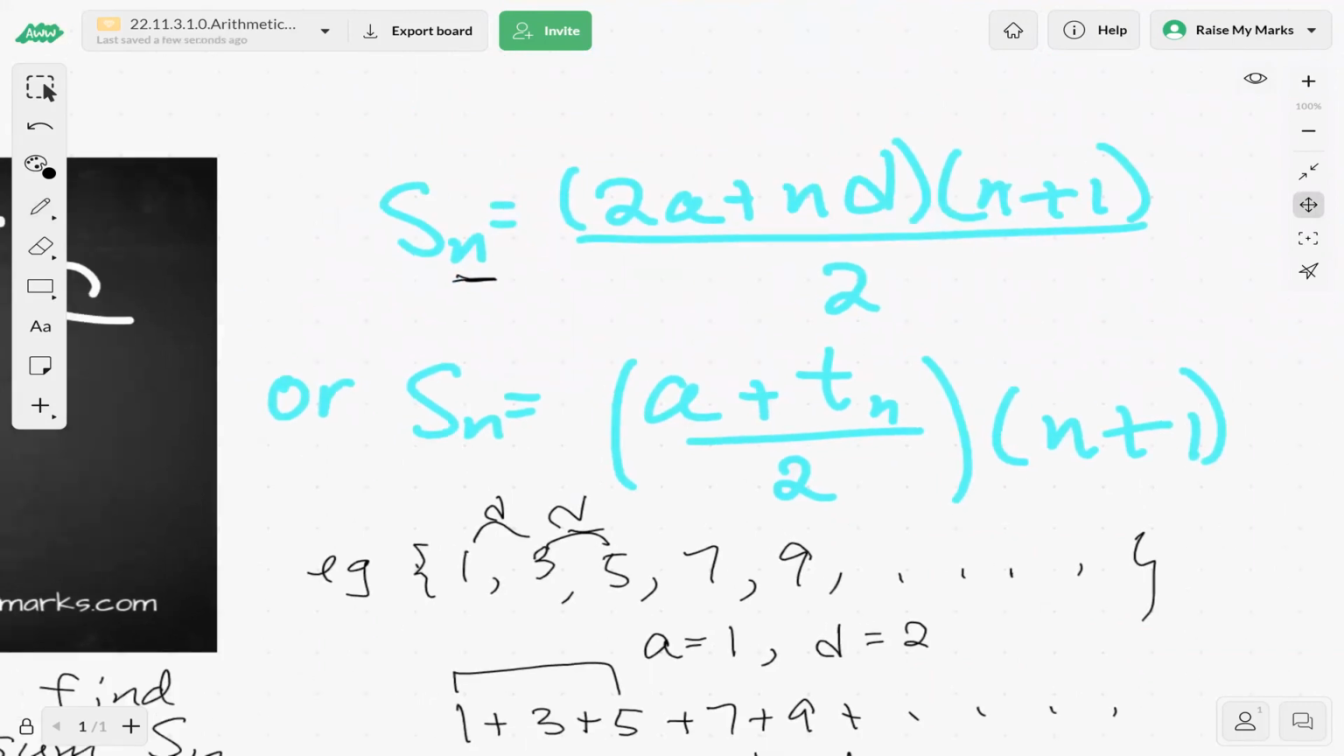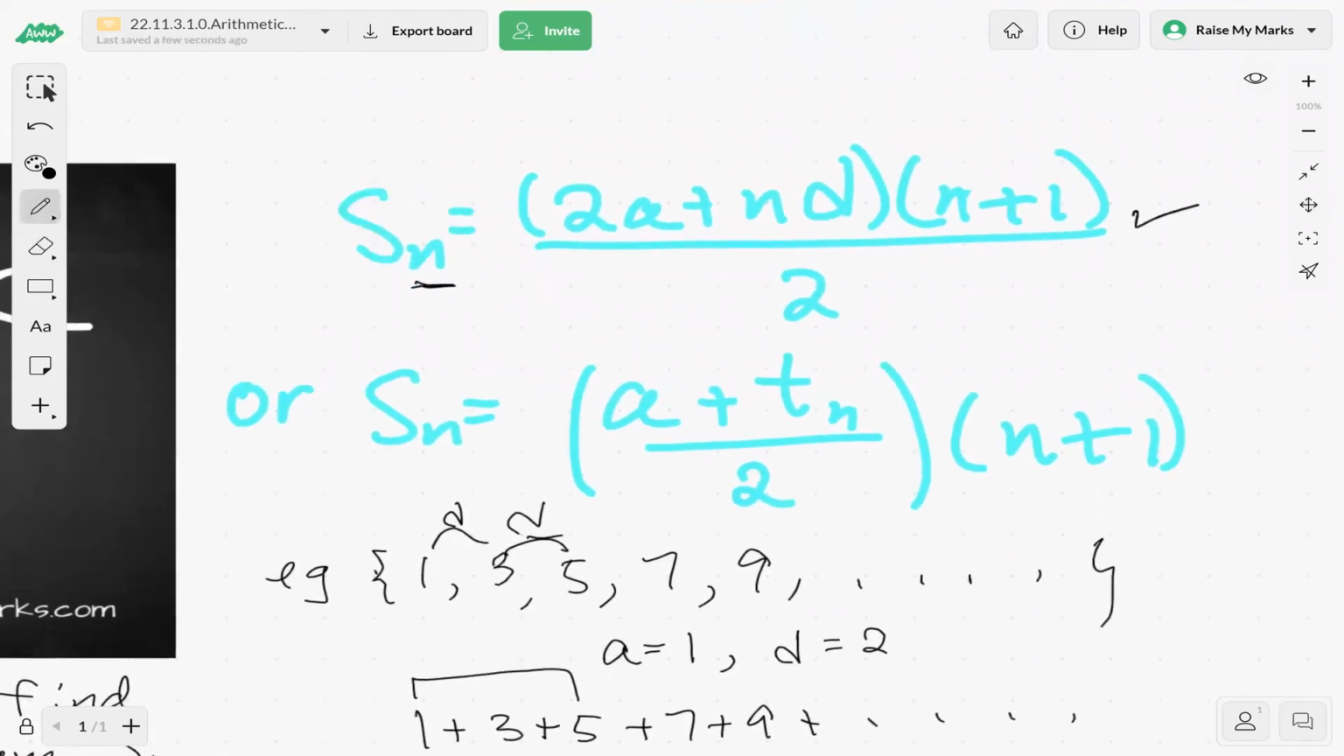So for the first n terms of an arithmetic sequence, the sum equals this expression right here: (2a plus (n minus 1)d) times n over 2. Or if we use the general term, then the sum of the first n terms of our arithmetic series is (a plus Tn) over 2 times n. So we're going to use these two formulas to find the sum of the first n terms of our arithmetic series.